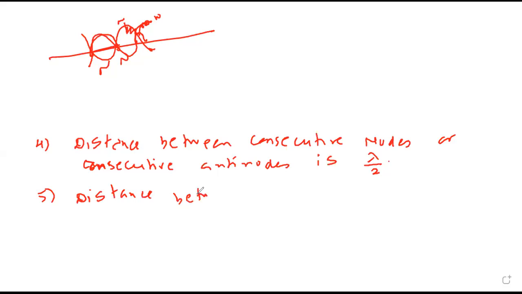The distance between a node and the nearest antinode is lambda by 4.